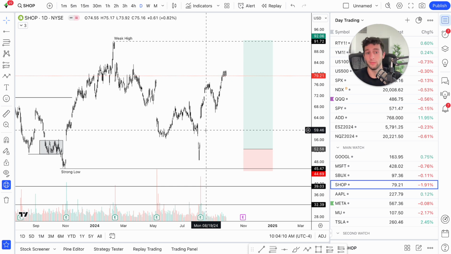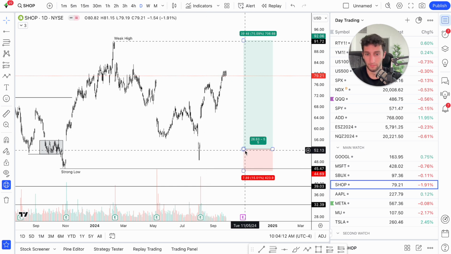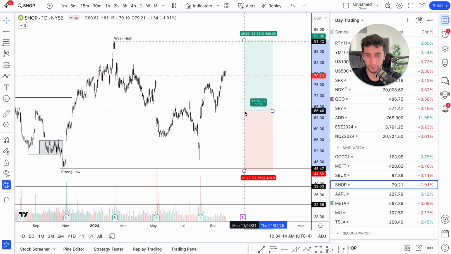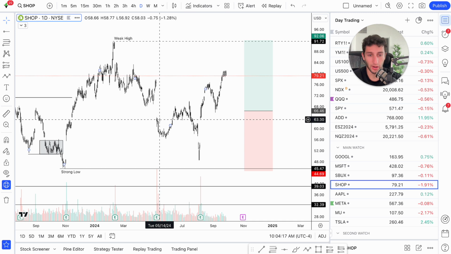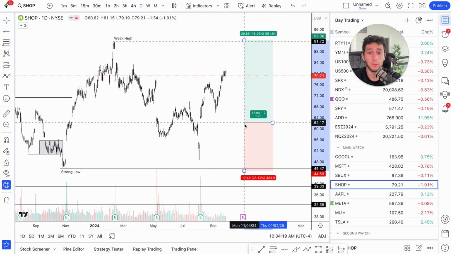And if it doesn't get to it, you miss out on the trade. That's fine. Maybe you want a 1-to-1 risk reward. You would have bought somewhere down here. Somewhere down here also would have been fine. Maybe you want 2-to-1 or 3-to-1.